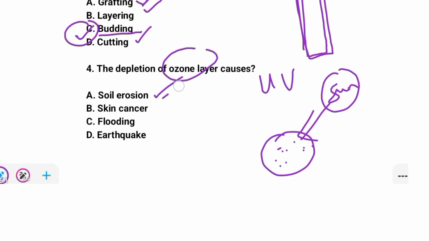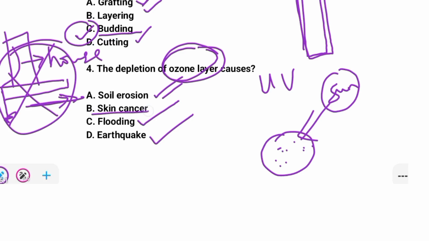So soil erosion has nothing to do with ozone layer. Soil erosion is basically caused by water. The same thing with flooding. Flooding has to do with water. It has nothing to do with ozone layer. Earthquake has to do with what is called, in geography, tectonic movements. The answer is skin cancer.